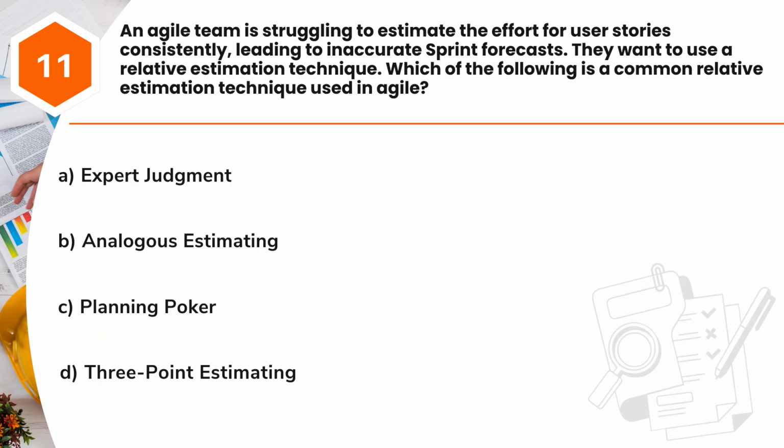Question 11. An Agile team is struggling to estimate the effort for user stories consistently, leading to inaccurate sprint forecasts. They want to use a relative estimation technique. Which of the following is a common relative estimation technique used in Agile? A. Expert judgment. B. Analogous estimating. C. Planning poker. D. Three-point estimating.